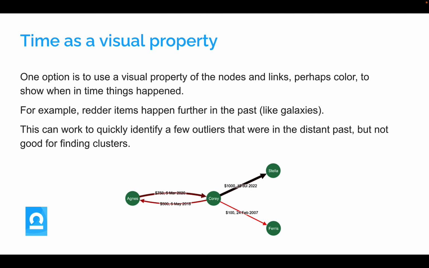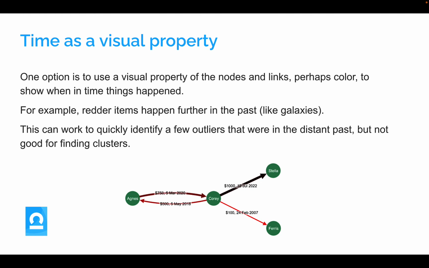is I've used the color of the link to indicate how far in the past something is. So this is the same example we looked at on the previous slide, where certain money transfers were happening more recently or some were happening far in the past. And the further in the past something is, the redder I have made that link so that you can identify those ones that happened further back. Kind of like the red shift that we see in galaxies when we're looking out in the cosmos.